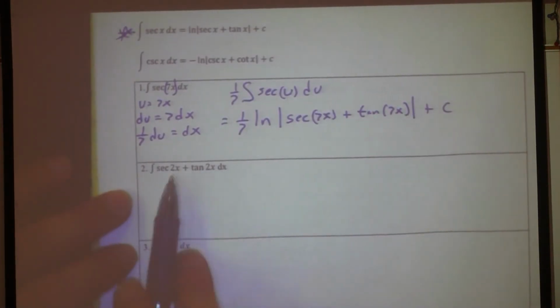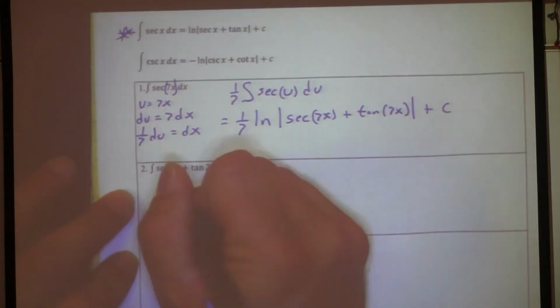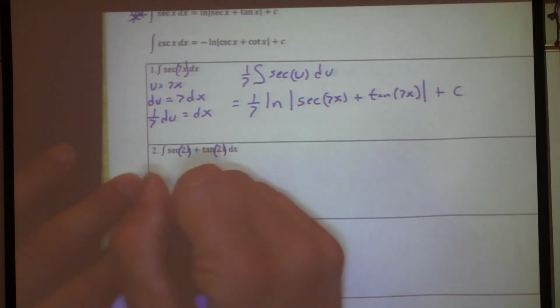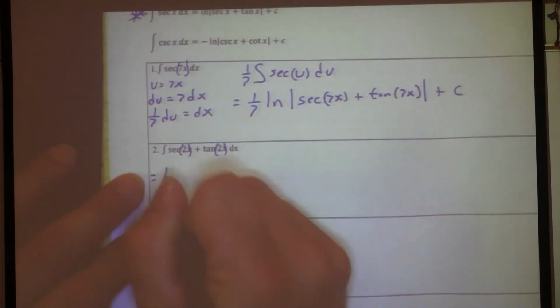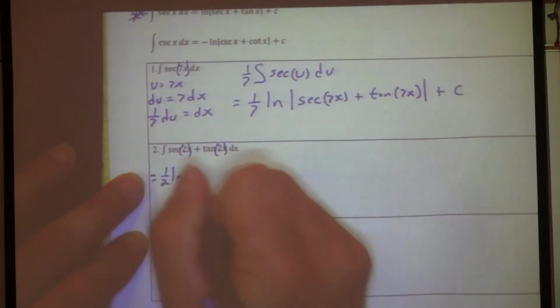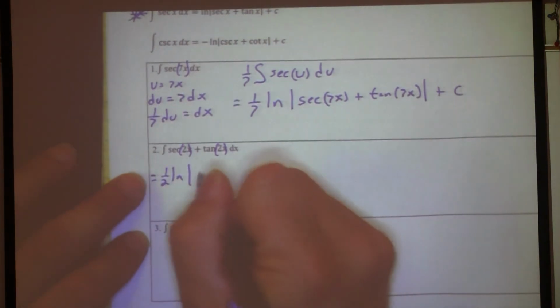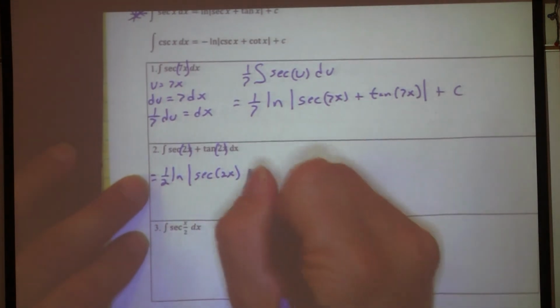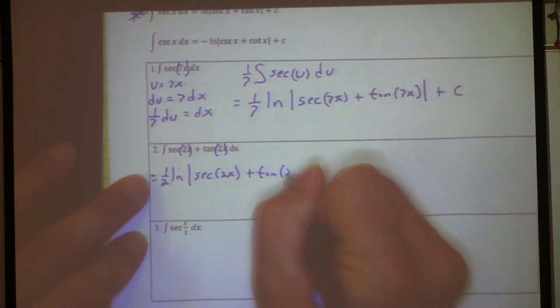Right, so this one is putting 2 of them together. So what are we going to have on the outside because it's not provided there for us? Alright, so let's see if we can jump straight to the answer. So we would have 1/2 ln, the absolute value of what? Secant 2x plus tangent 2x.